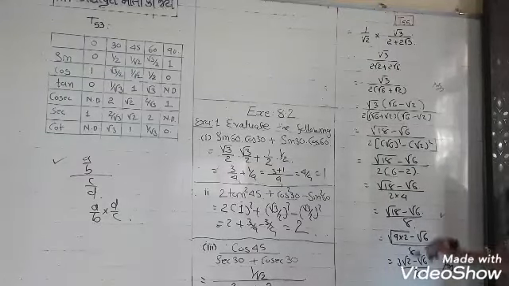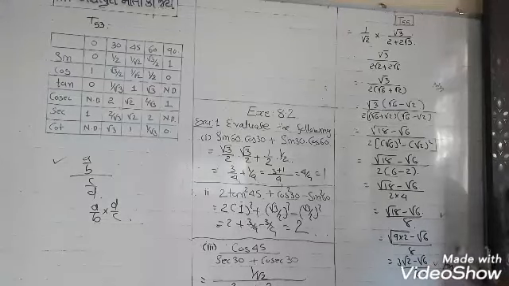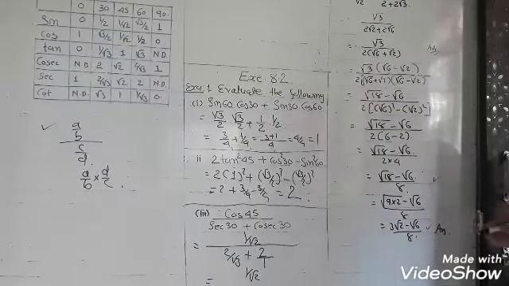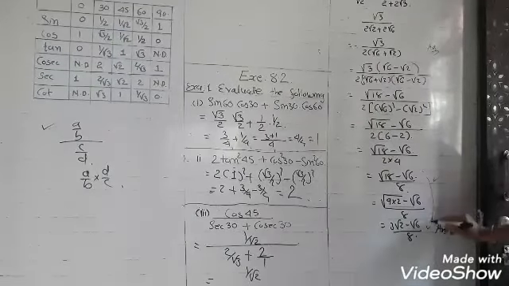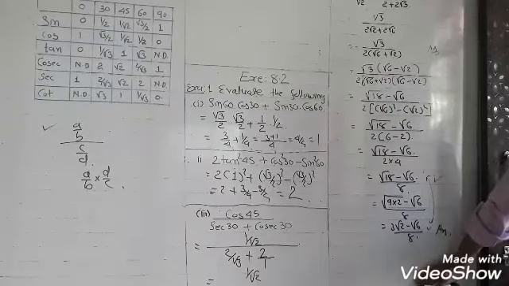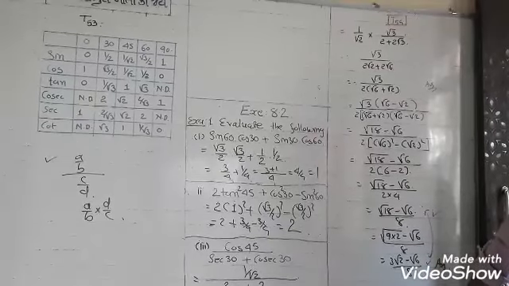Now I just simplify. 18 is a multiple of 9, so 9 into root 2 gives 3 root 2, root 6, upon 2. If the answer given to you does not match, then look at this, but these two are both the same. Get it? Understood?